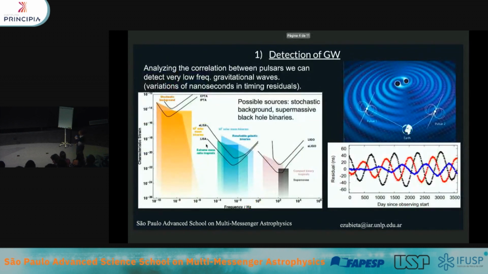Next one, please. So when a gravitational wave passes through space, it modifies the time of arrival of the pulse. So it will modify the residuals that we are seeing in the order of the nanoseconds. So if we analyze the correlation between pulsars, we can detect the low frequency gravitational waves. And this is really cool because it is an excellent complement for the LIGO detectors and LISA detectors because they can't reach such low frequencies.